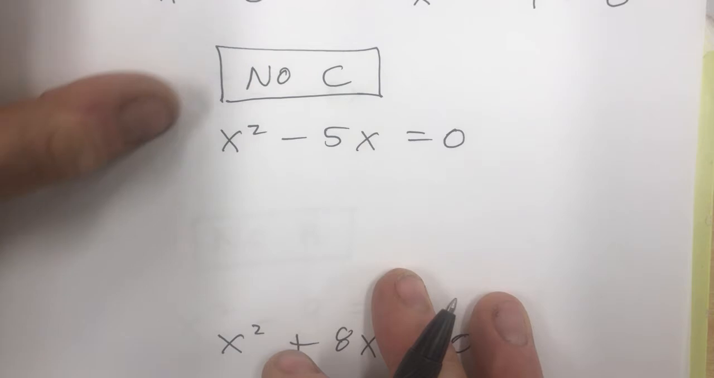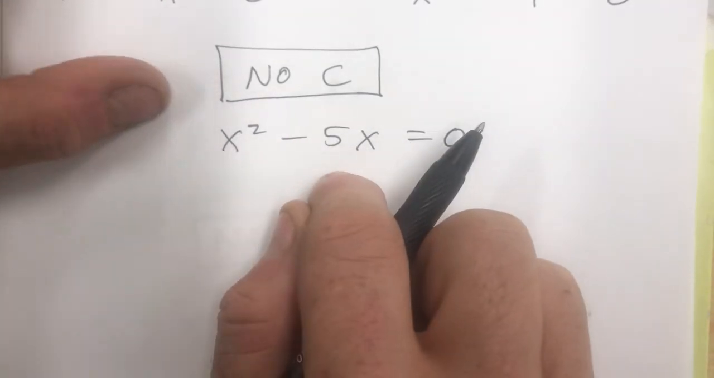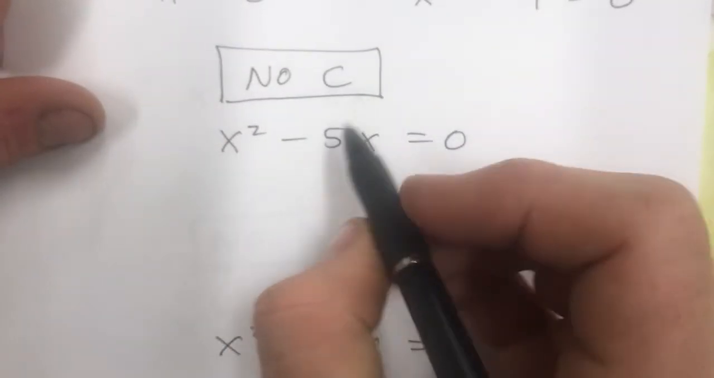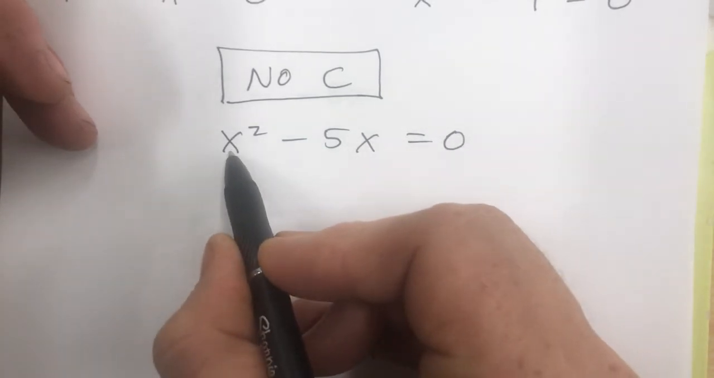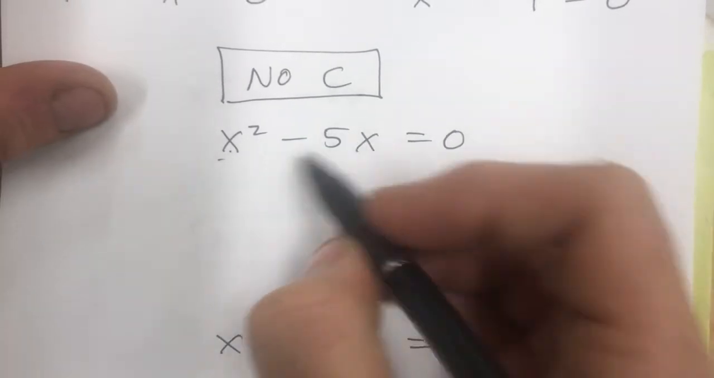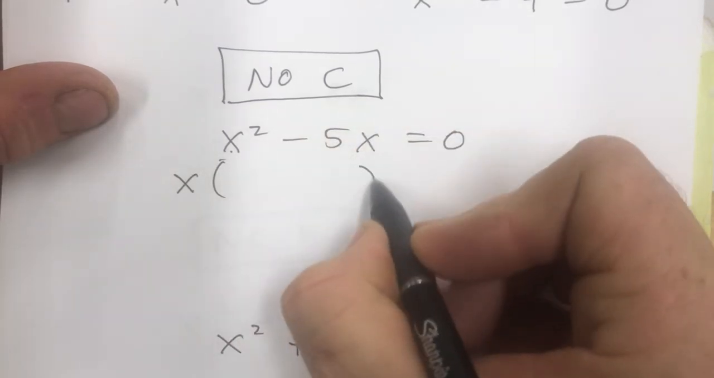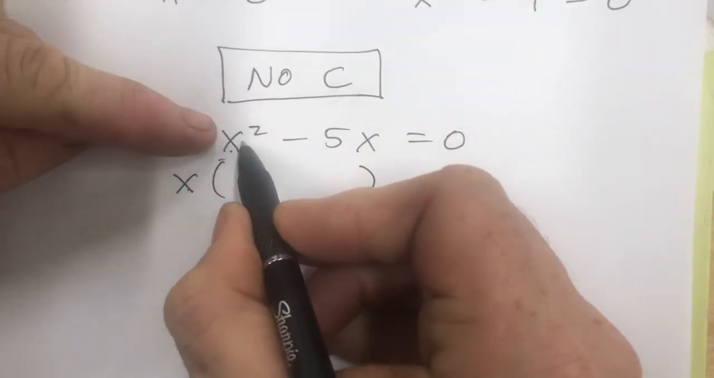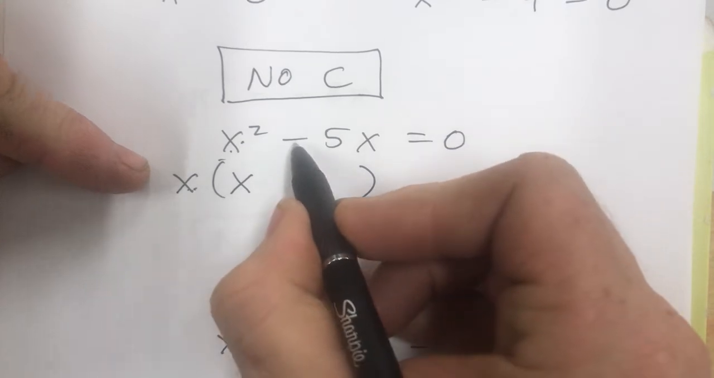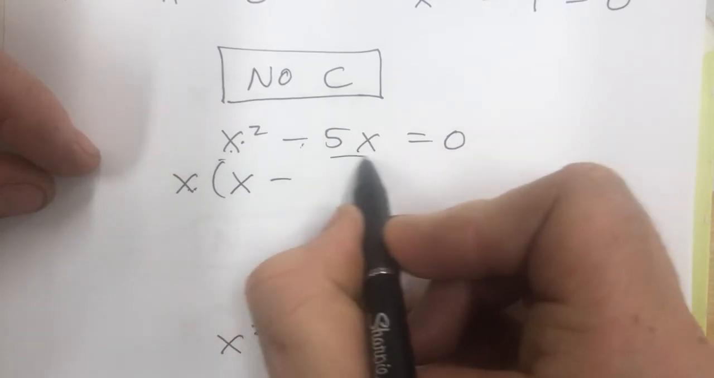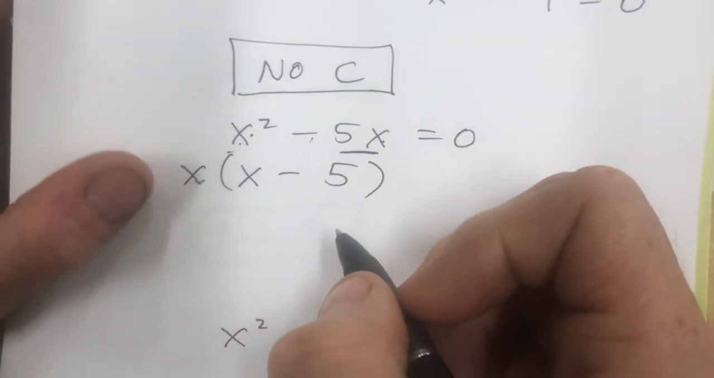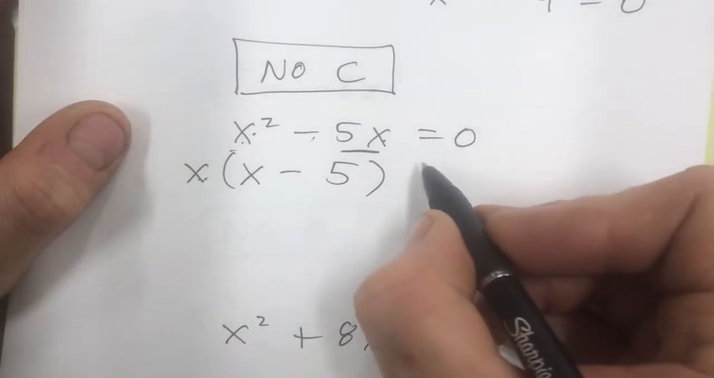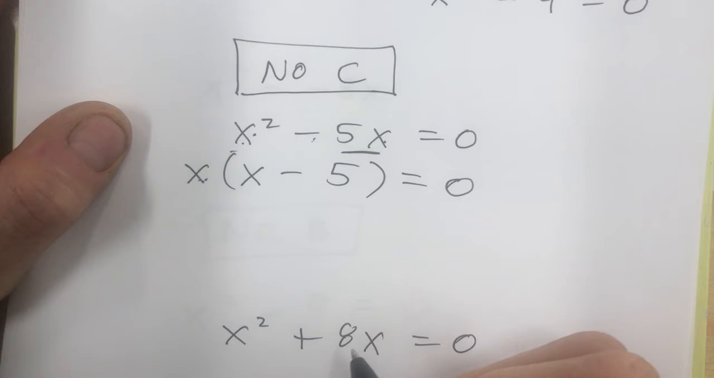Okay? Now, first let's look at those that have no c. If you have no c, like this right here, x squared minus 5x. What I notice on this, now of course it's got to equal 0, is that both of these terms have x. So what I can do is factor x out of those two terms. If I take x out of this term, that leaves me an x. Then I have this minus. If I take x out of that term, that just leaves me a 5. So I have x times x minus 5 equals 0.